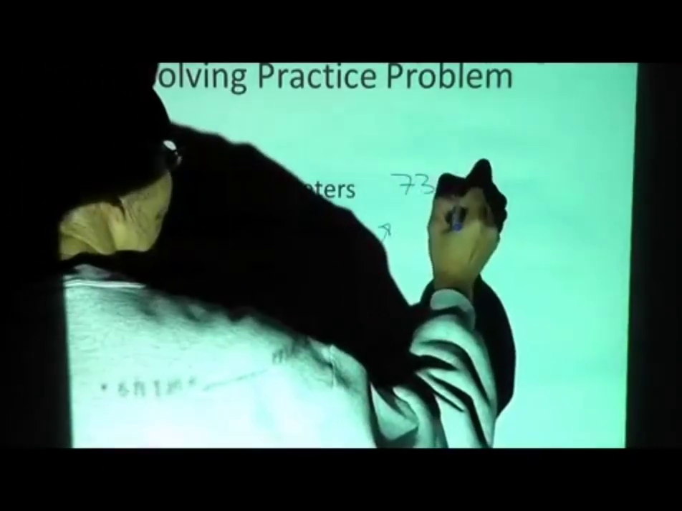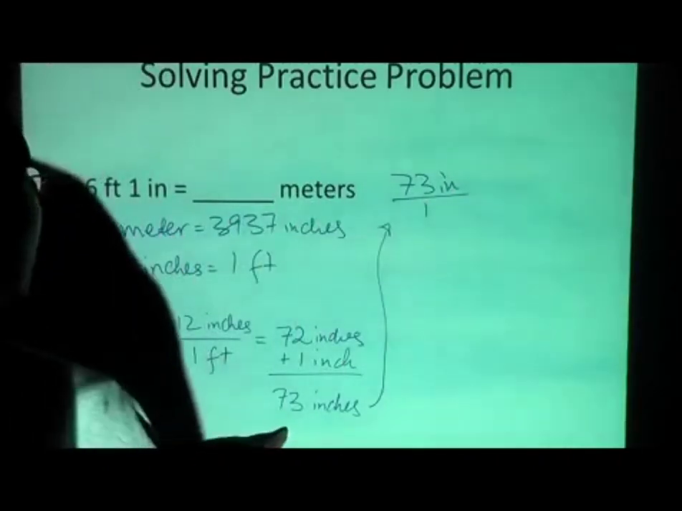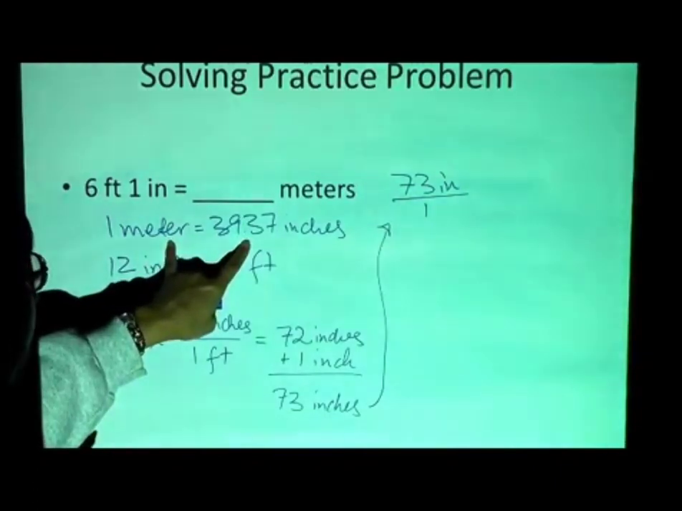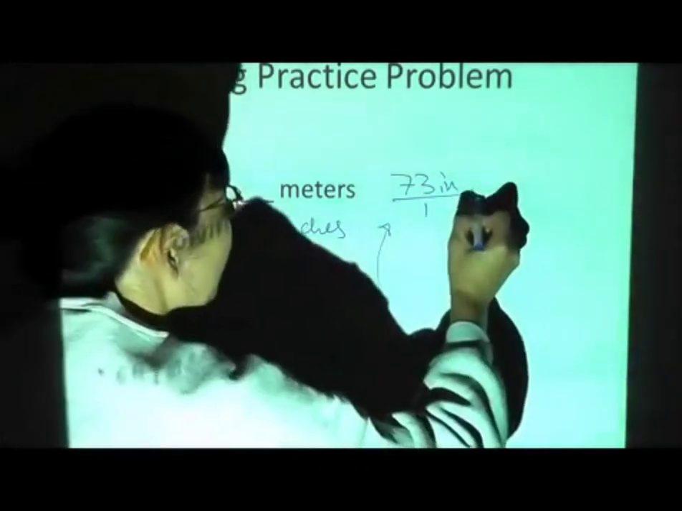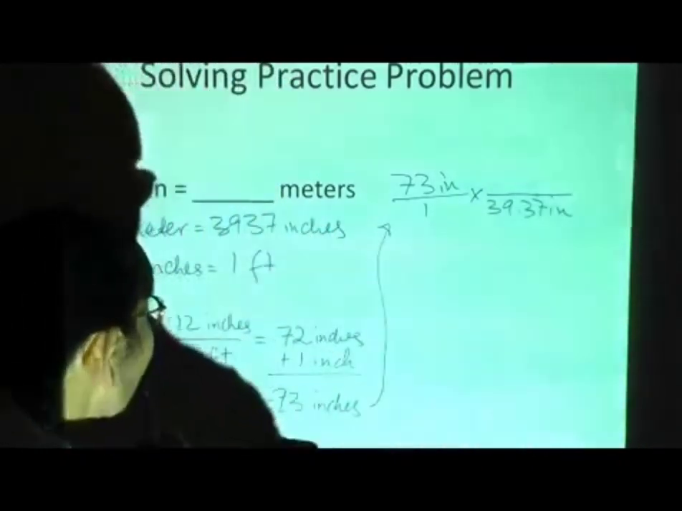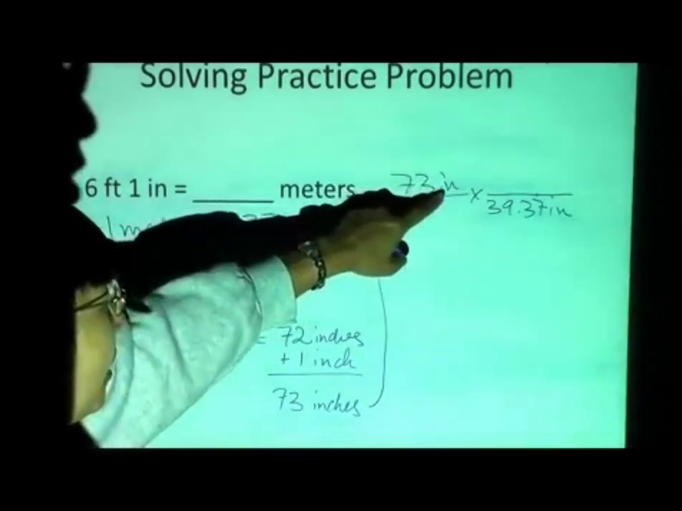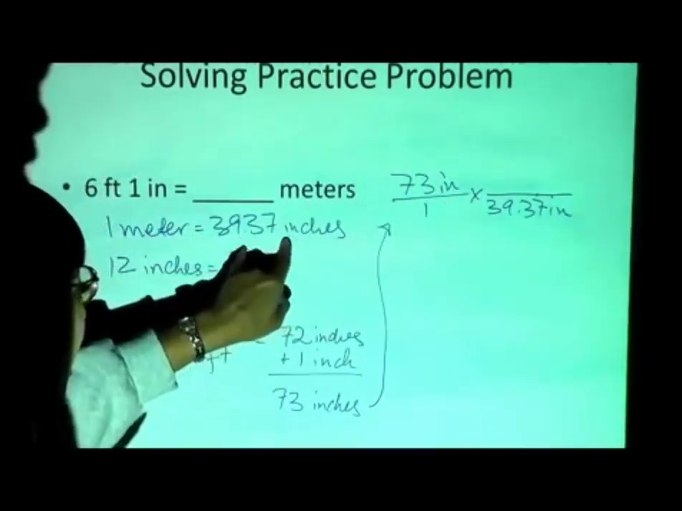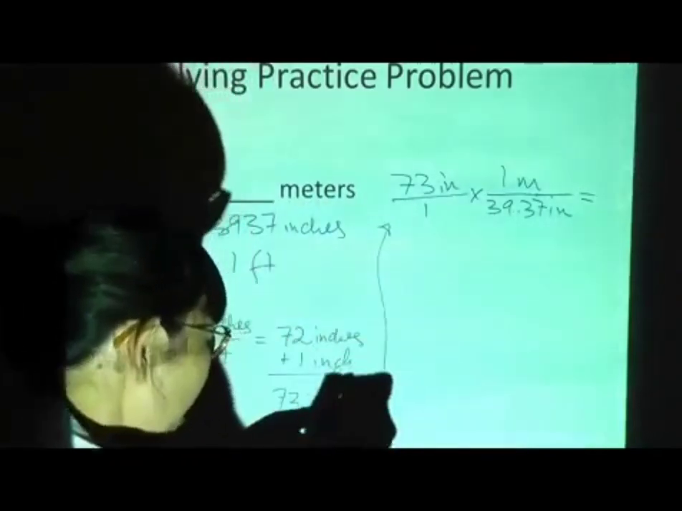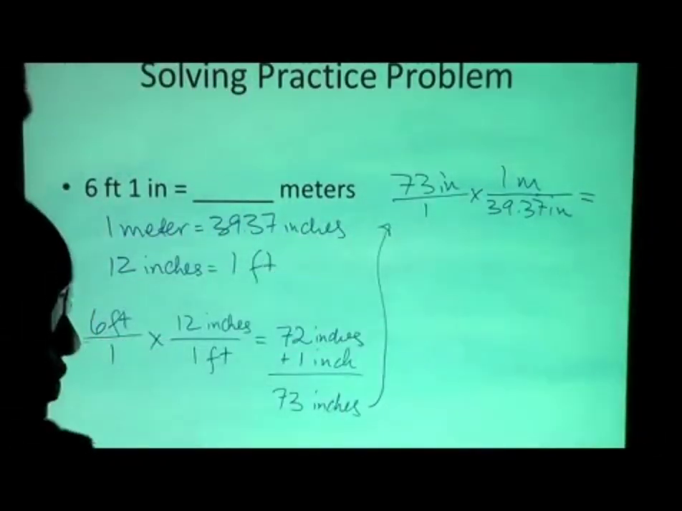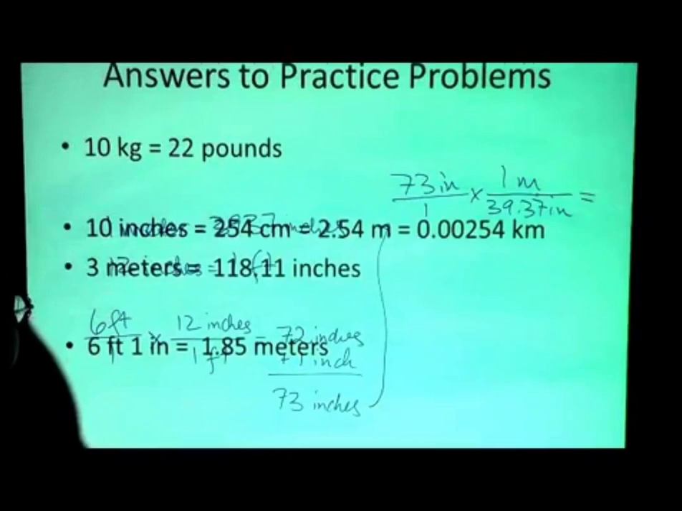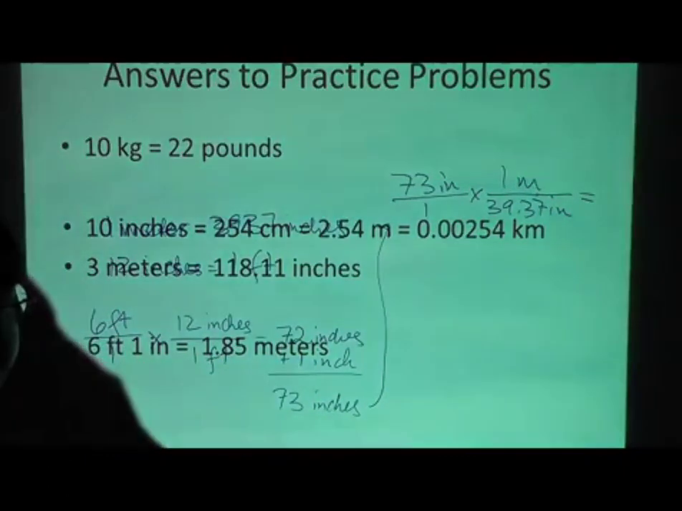73 inch, it's assumed to be over 1, multiply by a ratio of this over this. What's on the bottom? Well, inches should be in the bottom. Okay, so 73 on top in inch, which means 39.37 inch on the bottom. And meter would have to be on top. And if you plug that into a calculator, you should get the answer that was posted earlier, which was, I don't remember, but it should be 1.85 meters.